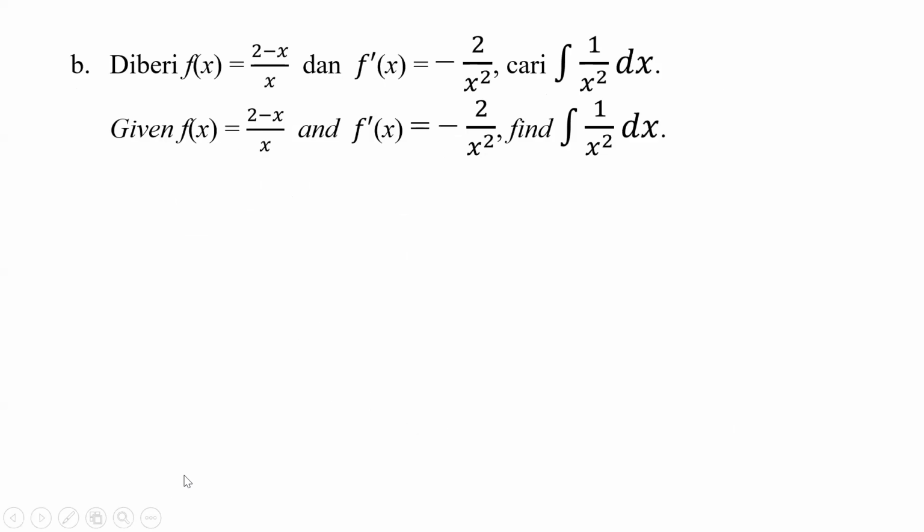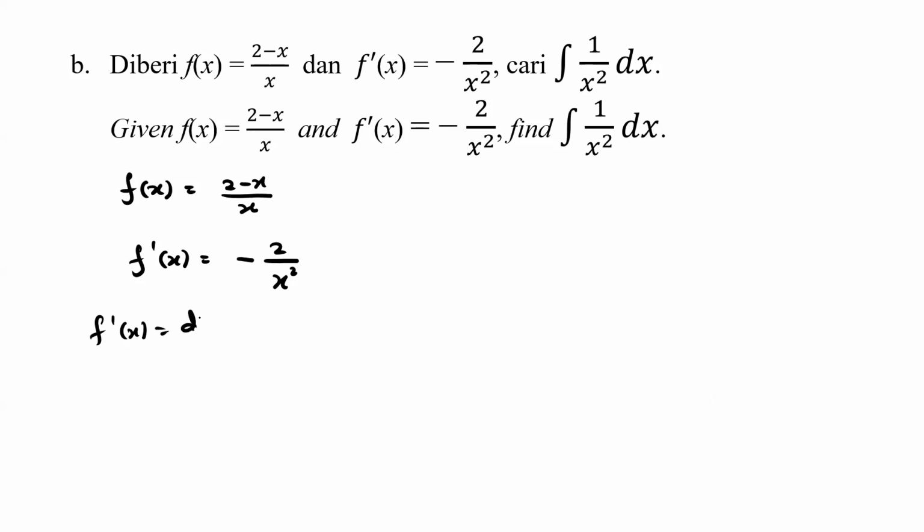Okay, you are given f(x) equals 2 minus x over x. f prime x is this. So if f(x) is 2 minus x over x, then f prime x equals negative 2 over x squared. I don't know how to read this, I feel very confusing, so I will write it as dy/dx equals negative 2 over x squared.